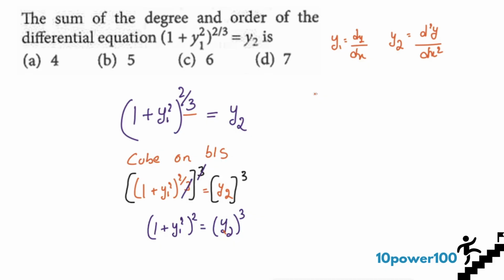So the order is equal to 2. And the degree is the power of the highest differential term. So what is its degree? Degree is 3. So the sum of them is 3 plus 2, so it is 5. So 5 is the right answer, children. Option B, 5 is the right answer.